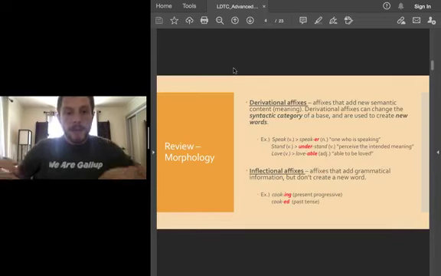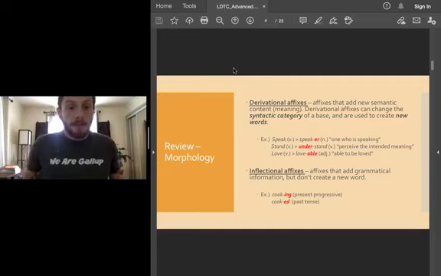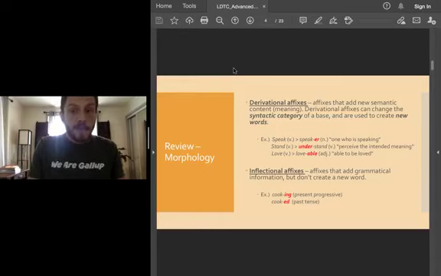Okay, now within affixes, there's another subdivision that we need to quickly review. So depending on the function of the affix, we can classify it as either a derivational affix or an inflectional affix. So derivational affixes are those affixes that add new semantic content or new meaning. And so in so doing, when they attach to the base, they change the meaning of the base and generally create a new word, which is another feature of derivational affixes. They create new words, and they can change the syntactic category of the base. So if the base is a noun, they could change it to an adjective, or if the base is a verb, they could change it to a noun.